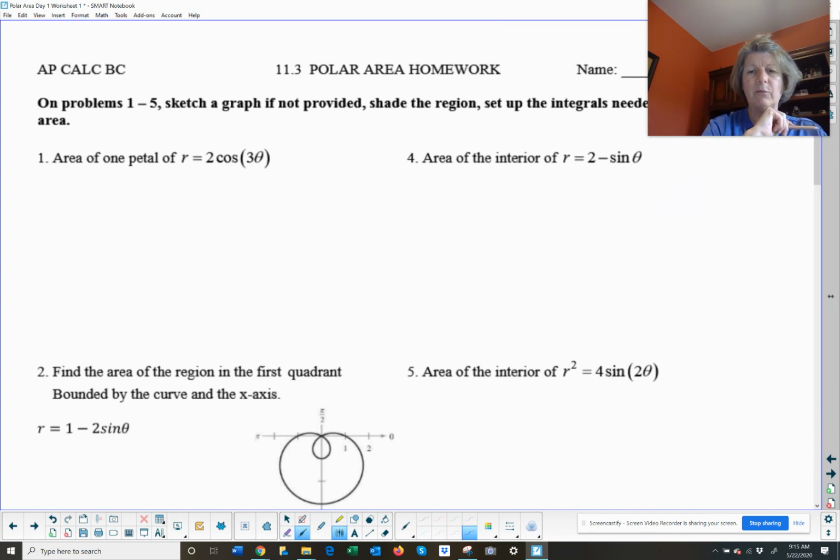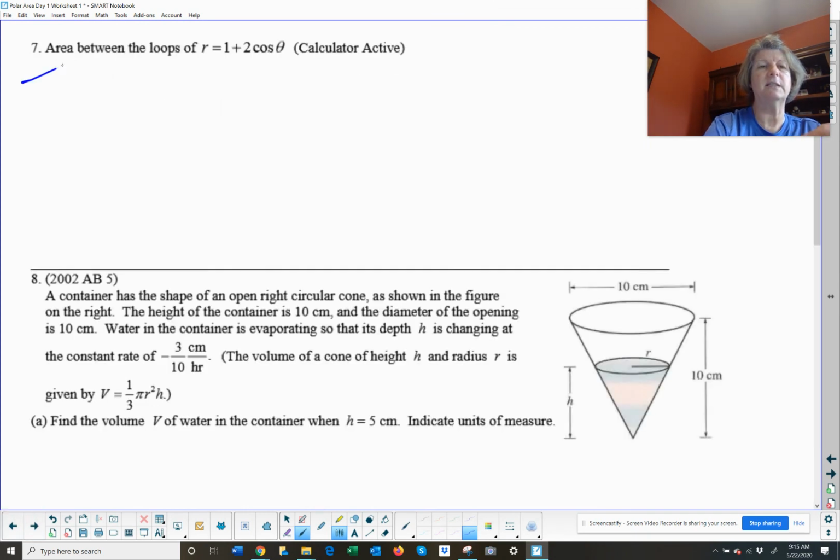There may be some repeats, maybe not, of what we practiced on notes, but if so, I guess lucky you. The backside, just go to 7 for today. For this year, I'm going to cancel off number 8 since we've already taken the AP test.